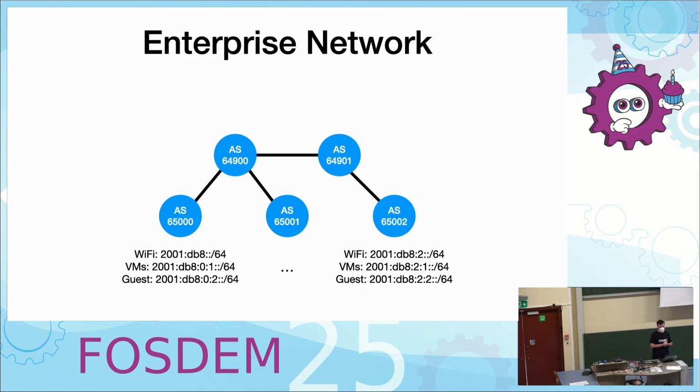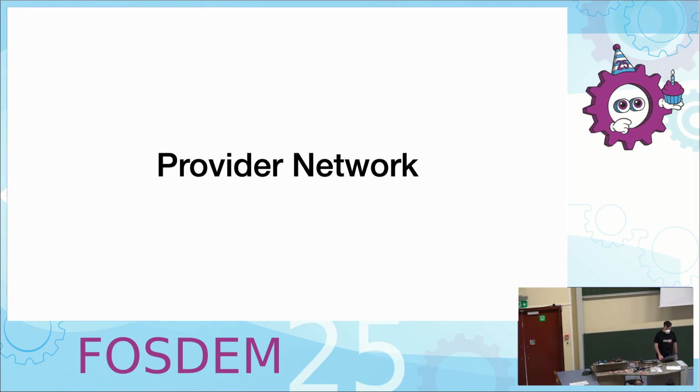Of course, every AS that you have has its own prefixes. In this case, if they are branches, they have the Wi-Fi prefix and the guest prefix and all of that. But this also applies to provider networks. I've seen provider networks in the wild that use eBGP internally with private ASs, and this applies to them as well.